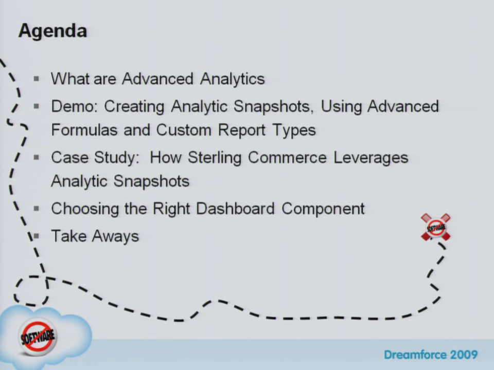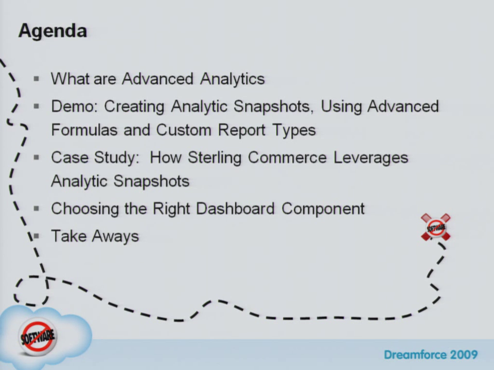Let's walk through our agenda for the day. We're going to talk about what we mean by advanced analytics. Then Amy is going to do a fantastic demo on how to create analytic snapshots using advanced formulas and custom report types. Then Maria is going to talk about how Sterling Commerce uses analytic snapshots to manage their business needs. Then we'll talk about some of the more advanced chart types, go through the takeaways, and have some time for Q&A at the end.